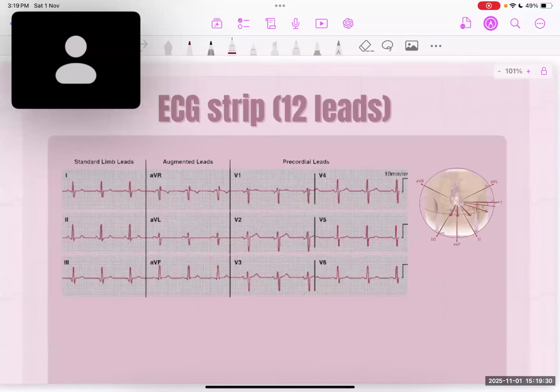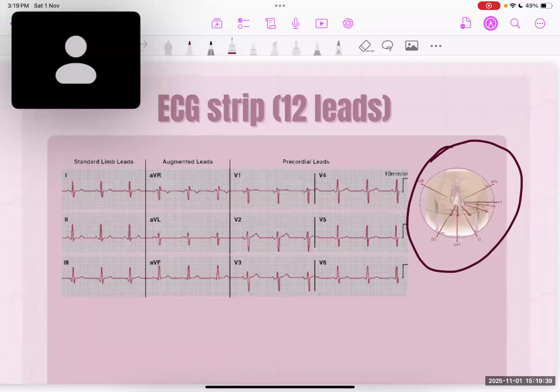Now, this is all 12 leads together, and this is how a normal ECG strip will look. As you can see, it's like a 3D view of the heart. You can see the frontal plane, you can see the horizontal plane, everything is seen in the ECG strip. Normally, when we look at normal ECG waves, we look at lead 2. So all the QRS and all of those we're going to do, it's going to be from lead 2.